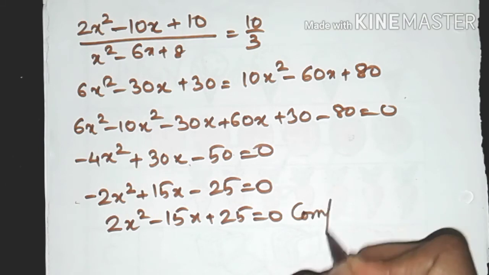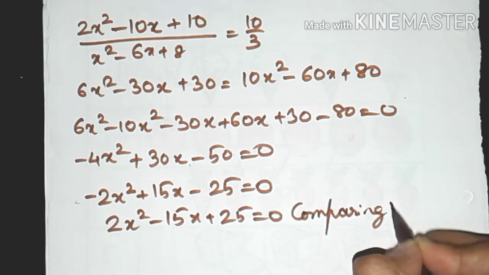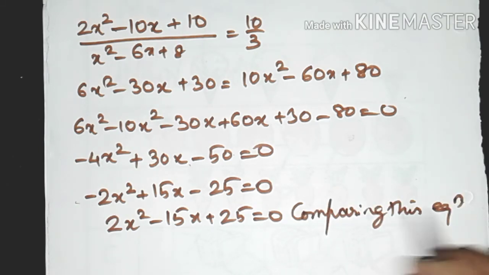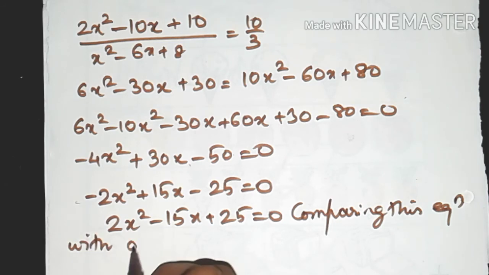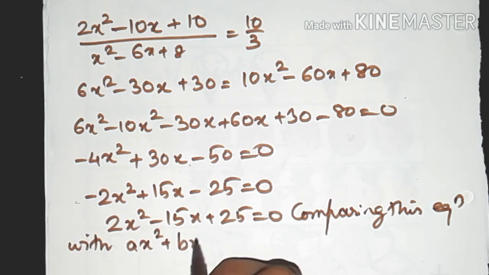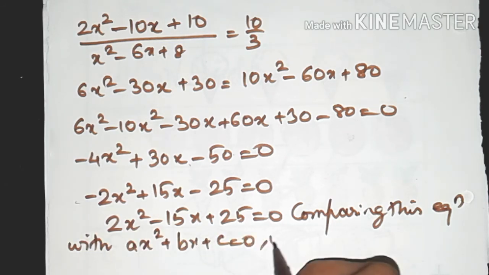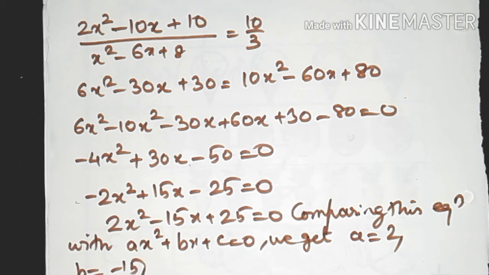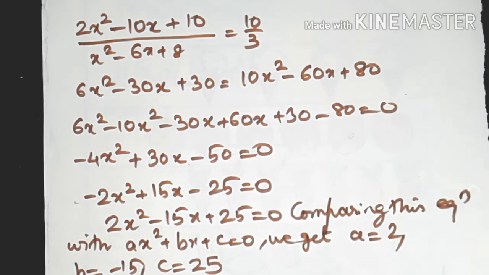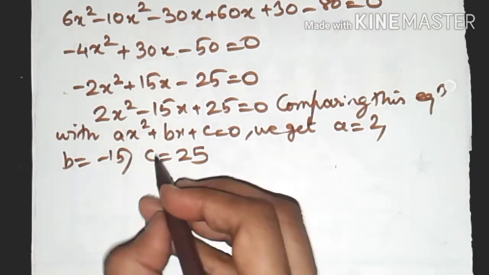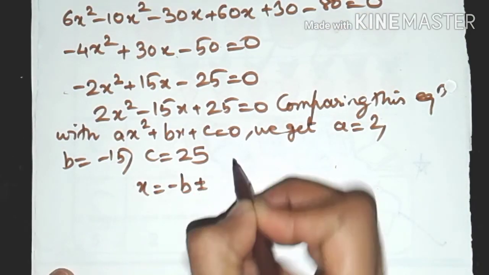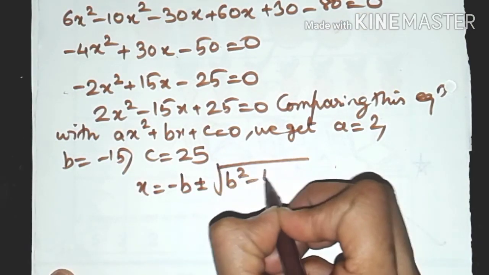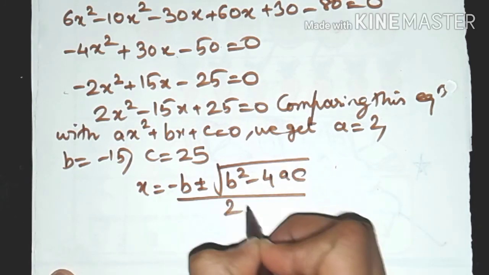So comparing this equation with, what is the equation? Ax square plus bx plus c equal to 0. We get a is equal to how much? 2, b is minus 15 and c is 25. So what is the next step? Write down the formula. Okay, this is our formula.